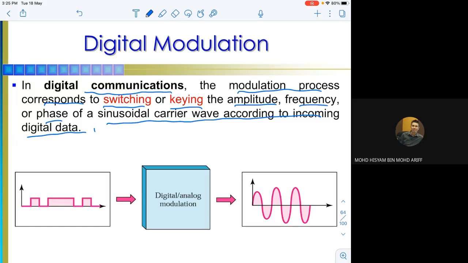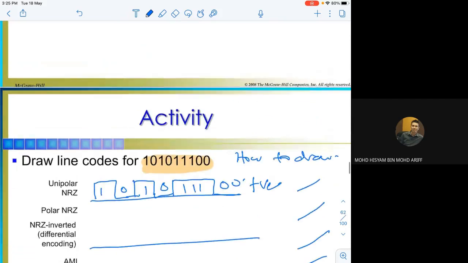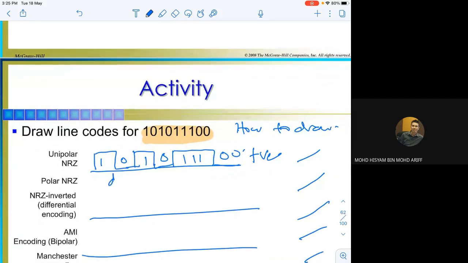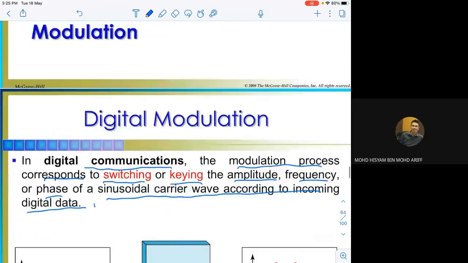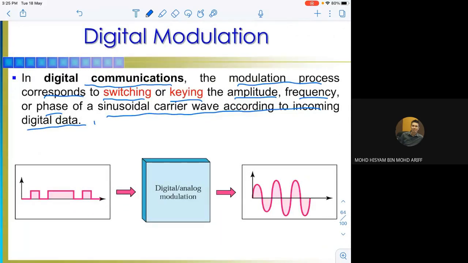Okay, you tahu kan before this study, you belajar ni kan? Ini adalah digital data. Digital data, after that, lepas ni digital data lah, katalah this one, Manchester. Contoh Manchester, now proses ni.